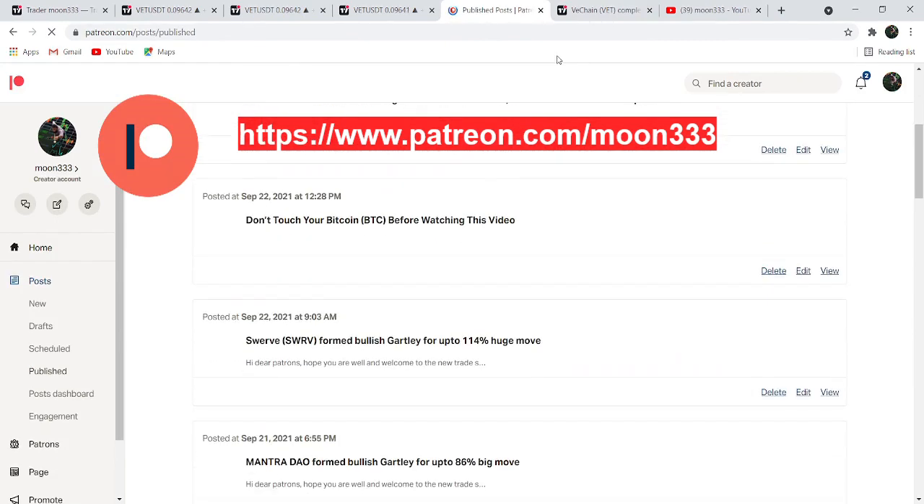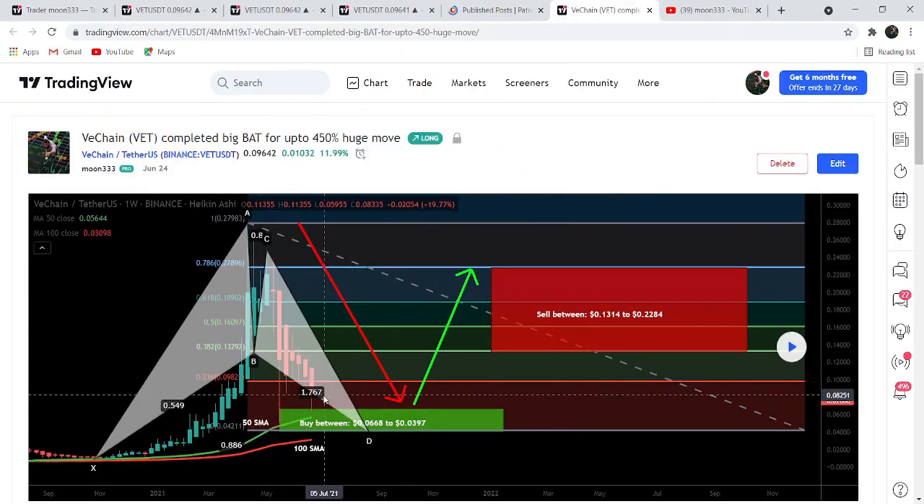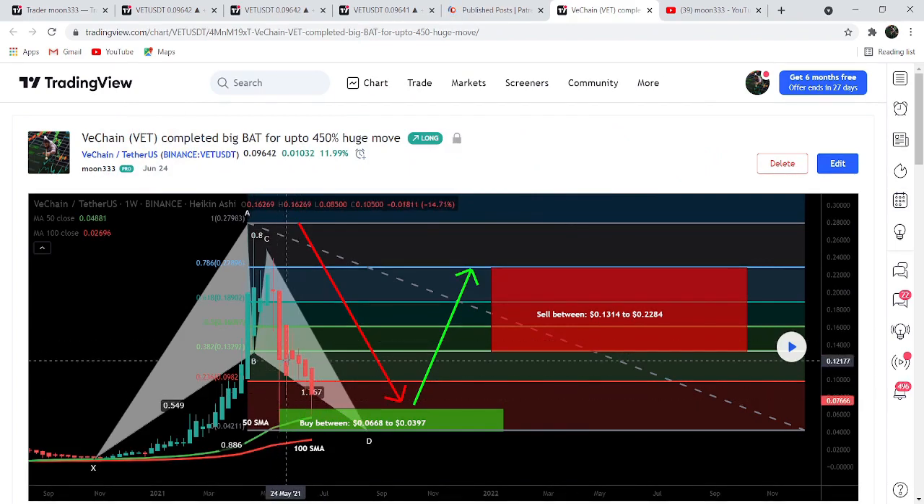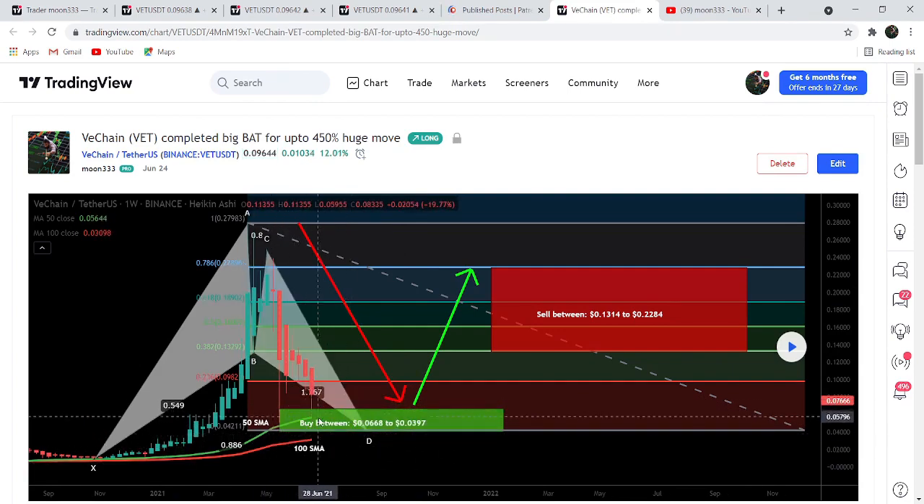Okay, this was the chart, and you can see the price line completed this final leg, first completed here and moved down again in this potential reversal zone or buying zone of this bullish bat on the weekly time frame. We also had very nice support of the weekly 50 simple moving average, and below the buying zone we had the weekly 100 simple moving average.